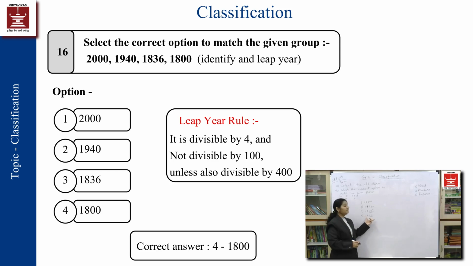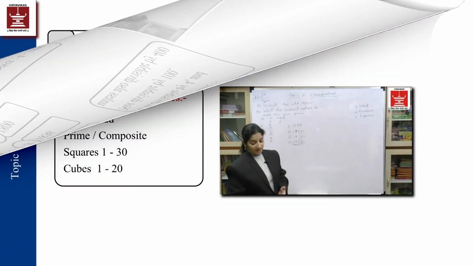1800 is not a leap year because this entire number cannot be divided by 400, and hence this is not going to be a leap year. So the criteria over here was whether the given years are leap years or not. They have not asked you anything directly, but looking at those numbers you have to find out. This is one of the criteria where we will go for classification.